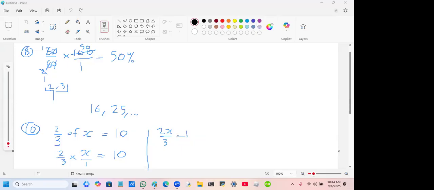So the first thing you will do is to get rid of the 3 by doing what? Multiplying both sides by 3. By the time you multiply both sides by 3, the right hand side will be times 3. So this 3 will cancel itself. That's the whole idea. It will disappear, leaving you with 2x equals 10 times 3, which is what?